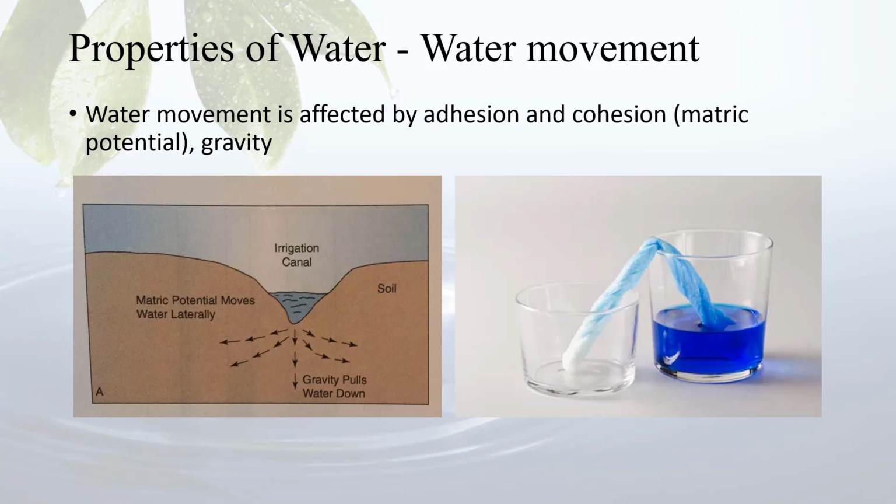And it can affect how water will move through the plant, as we'll see in the transpiration stream, or how it may move across some sort of wicking system that you see here. All of this, as we're going to see, is related to these properties.